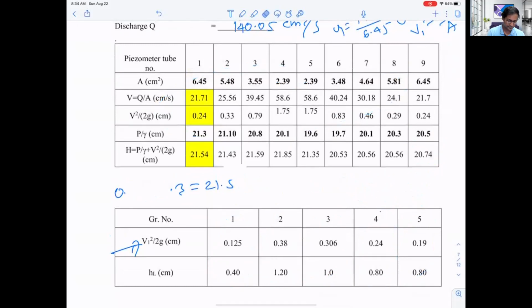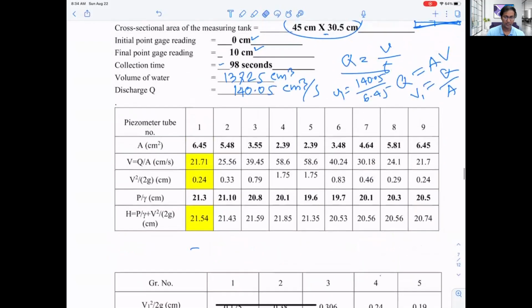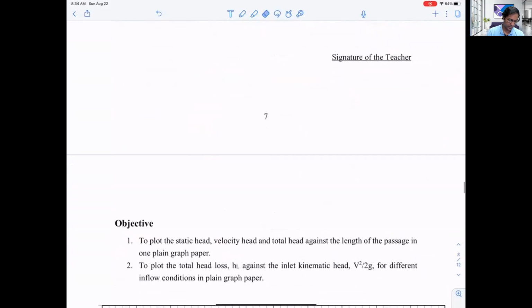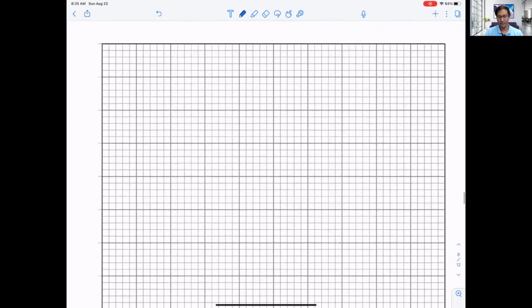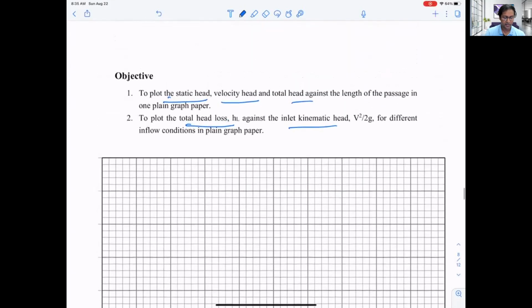Now, according to that objective, we are gonna see the graphical plots, right? That's why the objective is this. We have to plot that static head, velocity head, and total head against the length of the passes, and then plot the total head loss that is just calculated here, HL, against the inlet kinetic energy, right? So that's why we'll see. We have the blank graph paper, but let me show you the graphs. So these are the steps we have to do.